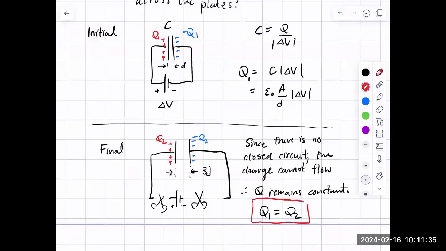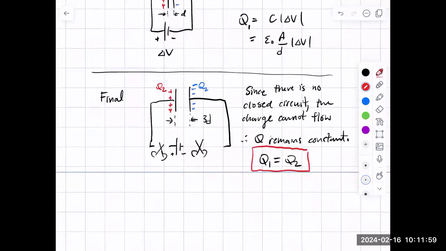All right, so that's the first little bit of insight. What a battery does is it keeps the voltage constant. When there is no closed circuit, the charge has to remain constant. All right, so that's part A.